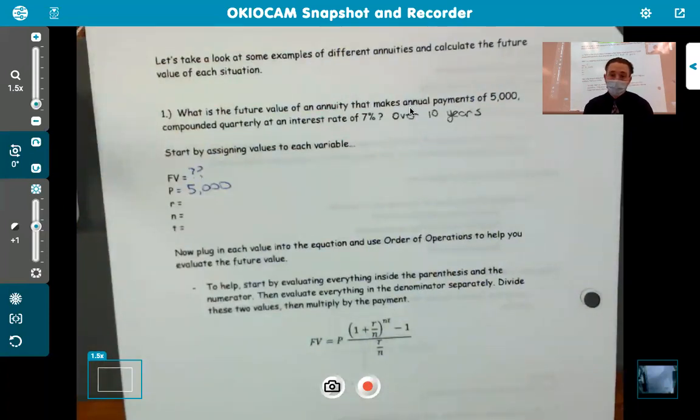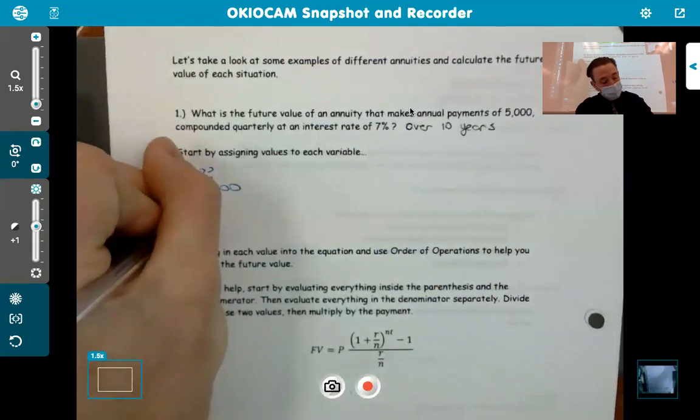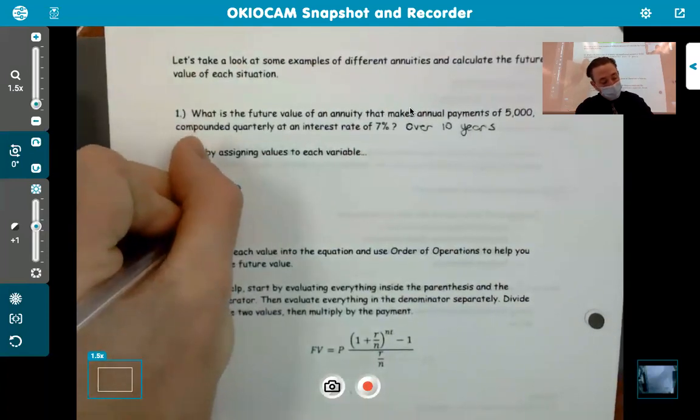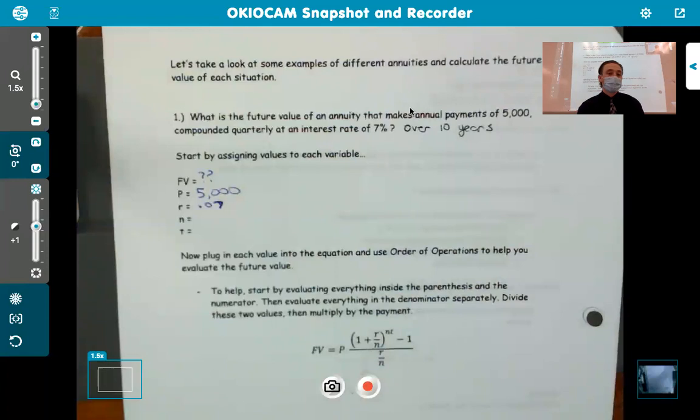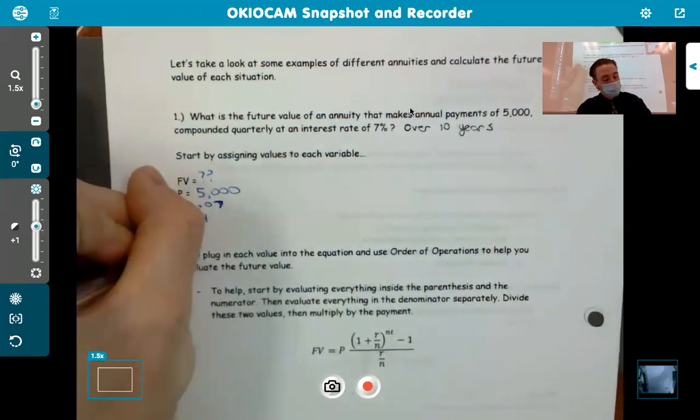At an interest rate of 7%, 7% I'm going to convert to a decimal. So it's going to be 0.07. Remember, our percentages are all out of 100. So it's the 100th place of our decimal. This is happening quarterly, that it's being compounded. So it's 4 times a year over the course of 10 years.